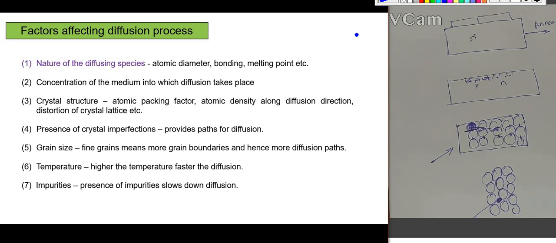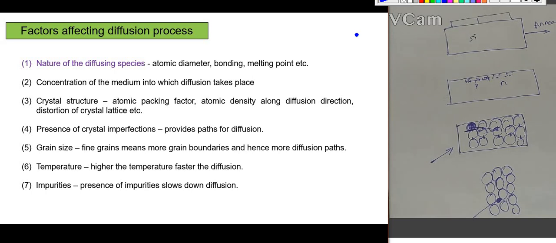Second, crystal structure is also a factor. Atomic packing factor, atomic density along the diffusion direction, and distortion of the crystal lattice, etc., are factors for diffusion. And imperfections: for example, if there is any vacancy present in the crystal structure, then diffusion will be faster. Imperfections are an important factor which determines the rate of diffusion. And grain size: fine grains mean more grain boundaries, hence more diffusion paths are available for a fine grained structure. So that is also a factor for diffusion.